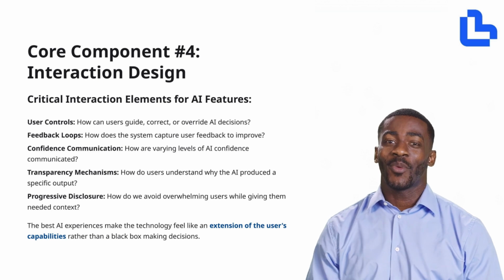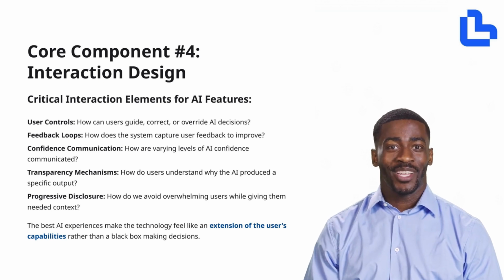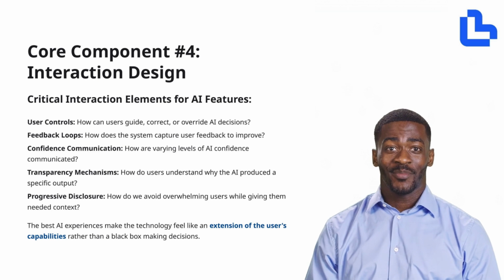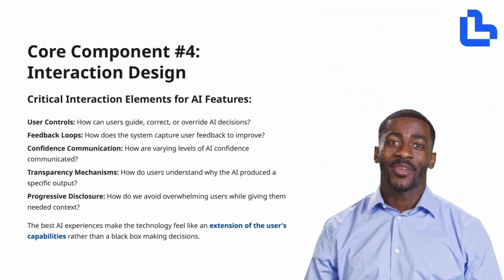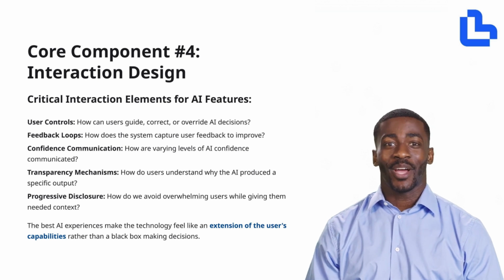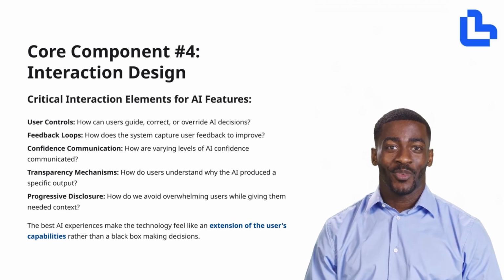Finally, think about progressive disclosure. How do we provide context without overwhelming the user? This might involve layering information, offering optional details, or simplifying the interface for novice users while allowing deeper exploration for experts.